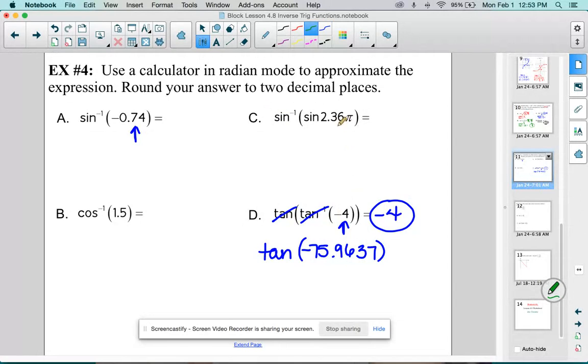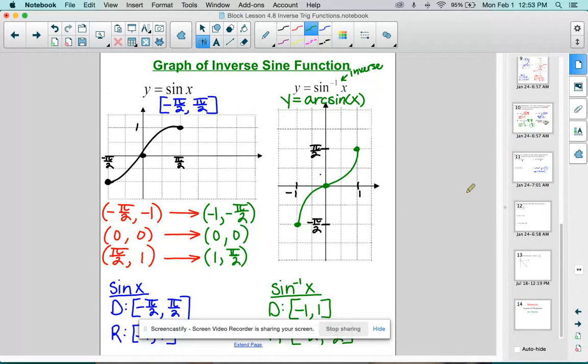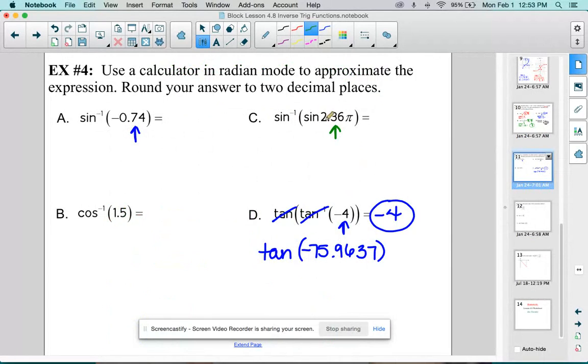Let's go up and try this one. All right, so sine of 2.36 pi: is 2.36 pi in the domain of regular sine? Not the inverse, okay? Not the inverse, just regular sine. Well, your regular sine is continuous all the time, right? This is the restricted one, but regular sine is always continuous. So yes, you can compute sine of 2.36 pi. And so you can go ahead to your calculator and do that.